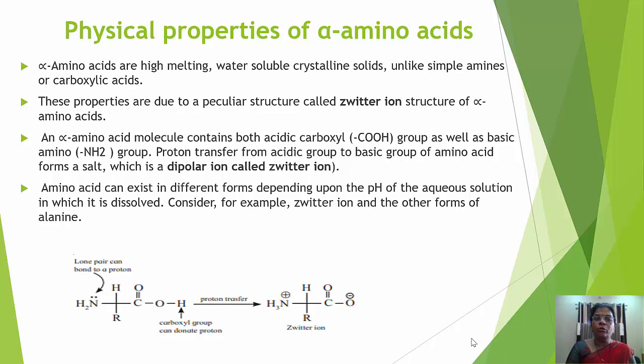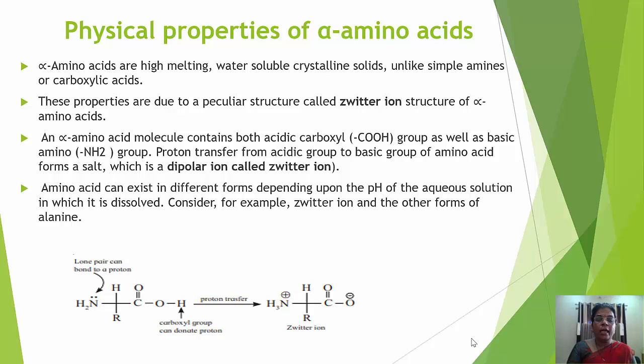These properties are due to the peculiar structure called zwitterion structure of alpha amino acid. Now we know what is meant by zwitterion. In amines or in the diazonium salt, we have seen what is meant by zwitterion. An alpha amino acid molecule contains both acidic, that is carboxylic group, as well as basic, that is amino group, that is NH2 group. Proton transfer from acidic group to basic group of alpha amino acid forms a salt, which is a dipolar ion called zwitterion.